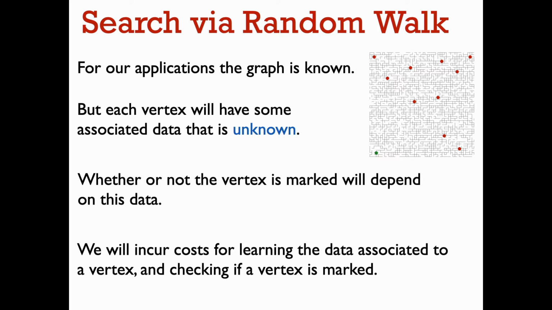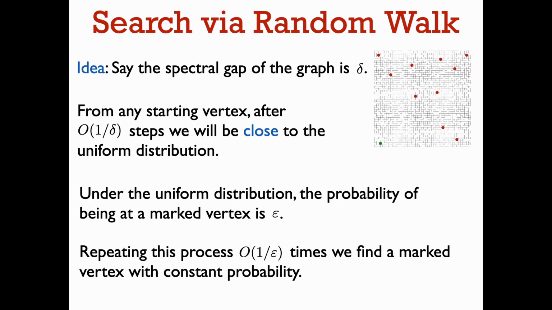So, because the graph is known, we can perform steps of a random walk without checking the data at vertices. But if we want to check if a vertex is marked, then we incur an additional cost. Let's see how we can find a marked vertex in this setting with a random walk. I will be a bit hand-wavy here and just give the intuition.